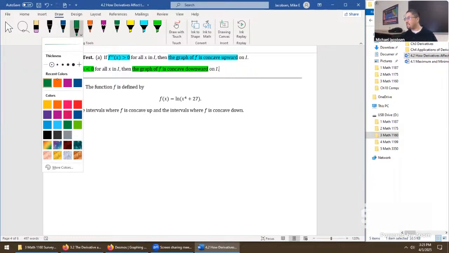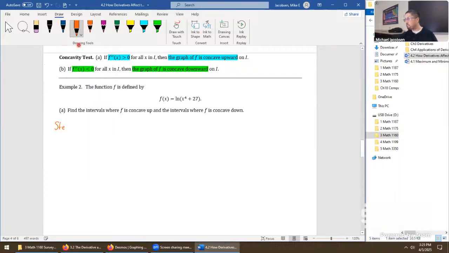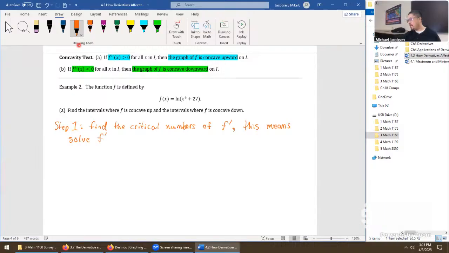So if we're using the concavity test, step one, find the critical numbers of not f. We want the critical numbers of one derivative order higher, f prime. Let's just explain what that means. This means solve f double prime of x set equal to 0. So that's how we find the critical numbers of the higher thing here, the derivative itself.